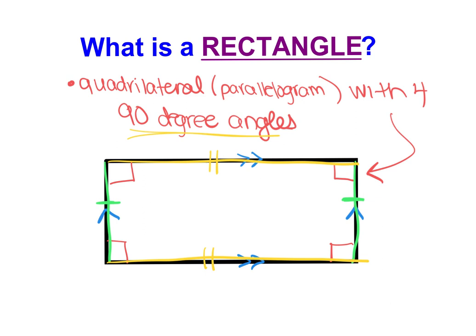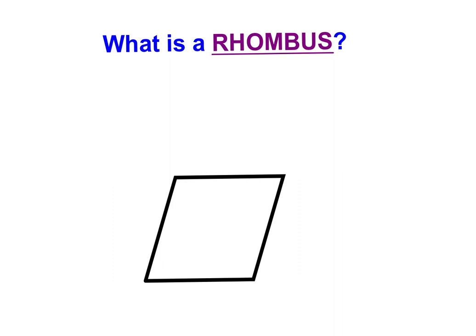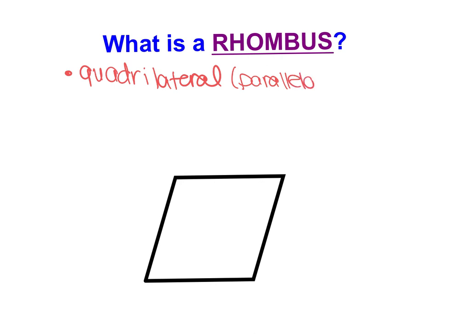The next term we're going to define is rhombus. And so a rhombus is also a 4-sided figure, so we can say that it is a quadrilateral. And because of the way that this shape works, we do end up with it being a parallelogram as well, so it fits into that parallelogram category. But a rhombus, by definition, is a quadrilateral with 4 equal sides.